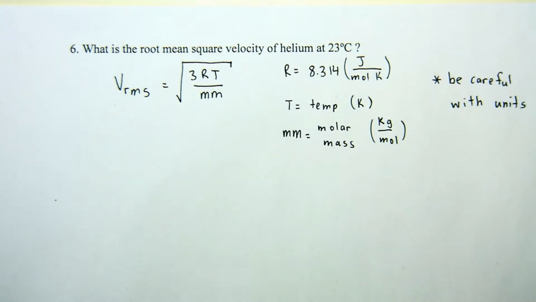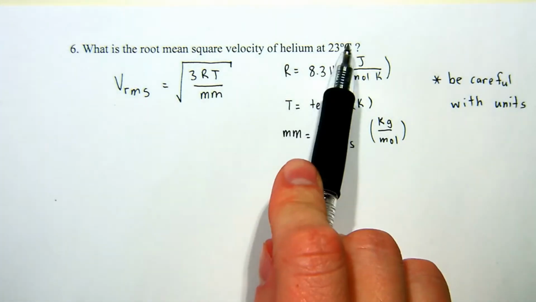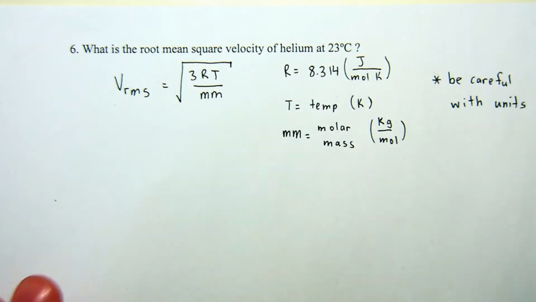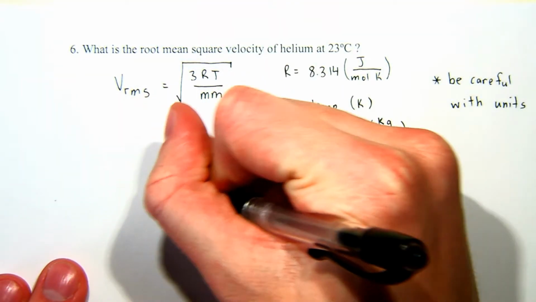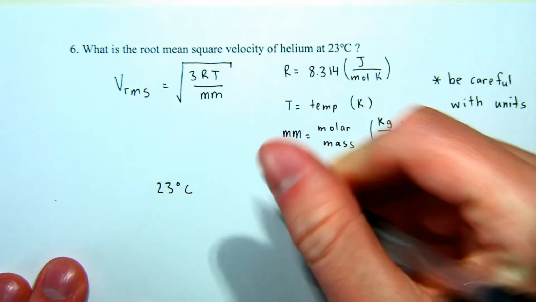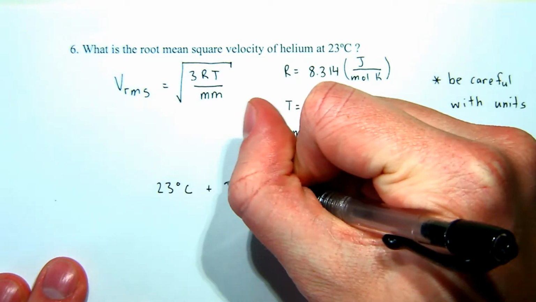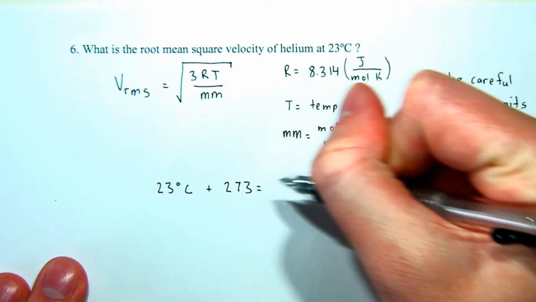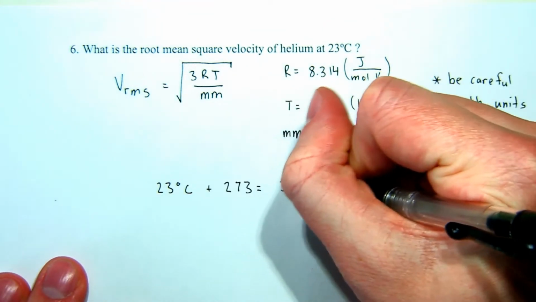So this ideal gas constant will always be given, and it's always the same, so we know that. The temperature we have in Celsius, so let's convert that to Kelvin. So 23 degrees Celsius. To get to Kelvin, you add on 273, so that would be 300 Kelvin.